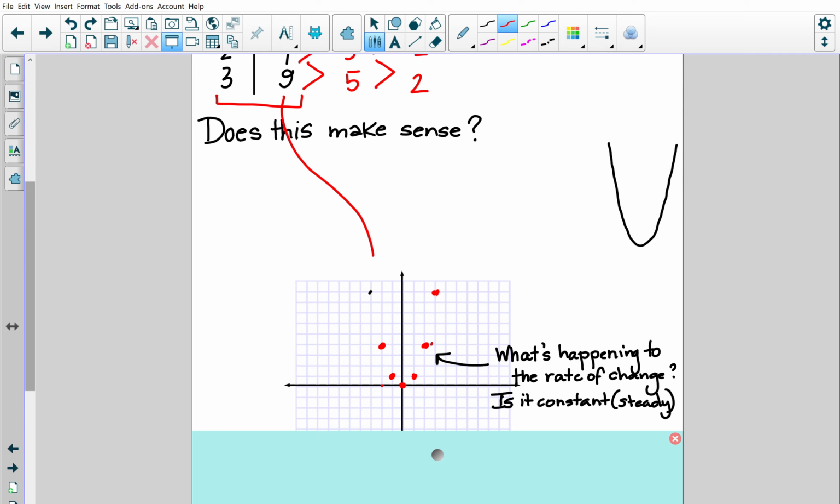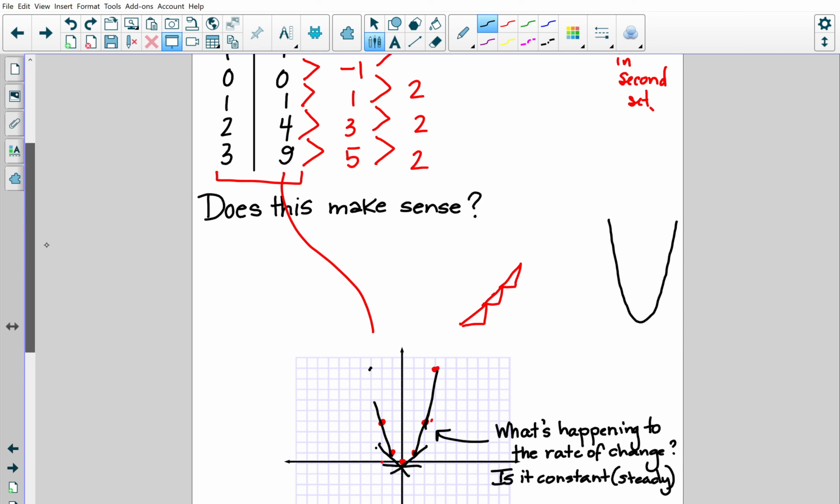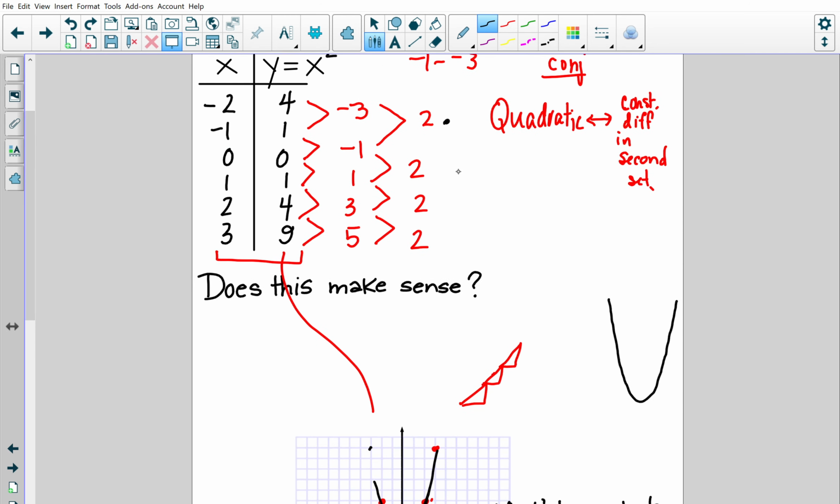So we don't see this constant rate of change happening like we did for a line, right? In fact, we see first a large magnitude negative, then a lesser negative, and then 0, and then a little bit positive, and then a bigger positive, and a bigger positive. So does it seem like the rates of change are increasing by 2? So the slopes are getting bigger by 2 each time.